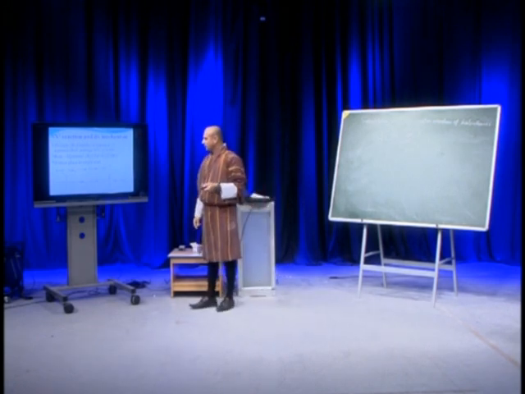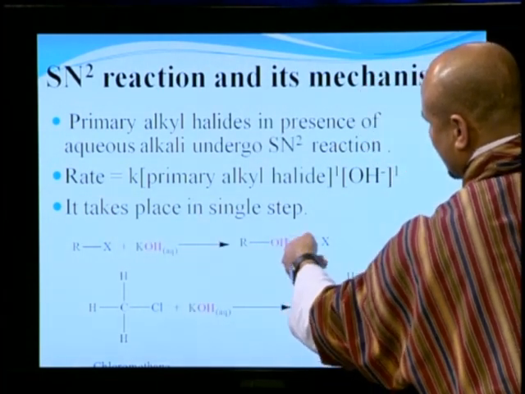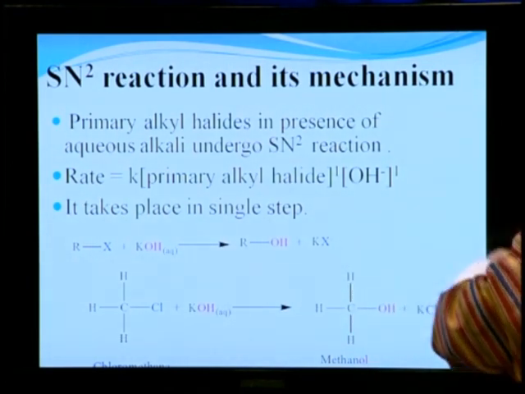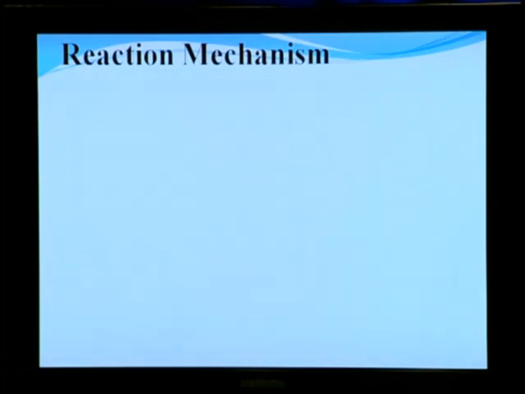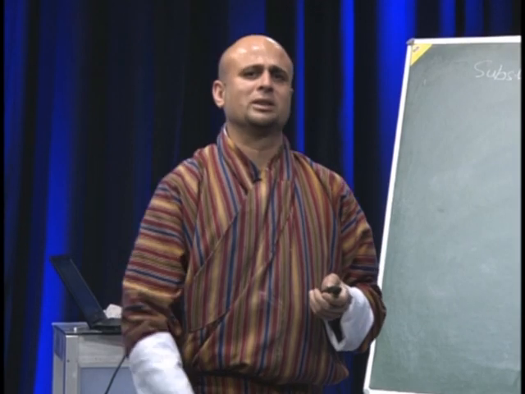Now, here, as we can say, this is primary alkyl halide, and then this is incoming nucleophile. It attacks and then results in the formation of compound, where we get this primary alcohol, which is methanol. Now, for this reaction, for SN2 reaction, it involves only single step, unlike SN1, which involves two steps.